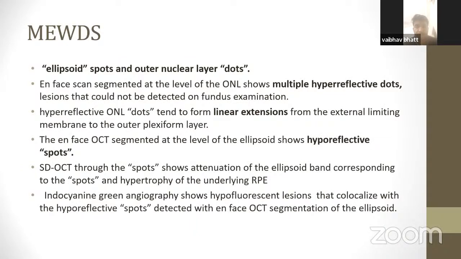Now we'll move to multiple evanescent white dot syndrome. Basically, it has two patterns: ellipsoid spots and outer nuclear layer dots. The en face scan segmented at the level of the outer nuclear layer shows multiple hyperreflective dots, lesions that could not be detected on fundus examination. The hyperreflective outer nuclear layer dots tend to form linear extensions from the external limiting membrane to the outer plexiform layer. The en face OCT segmented at the level of the ellipsoid shows hyporeflective spots. The OCT through the spot shows attenuation of the ellipsoid band corresponding to the spots and hypertrophy of the underlying RPE. The ICGA shows hypofluorescent lesions that co-localize with hyporeflective spots detected with en face OCT segmentation of the ellipsoid.